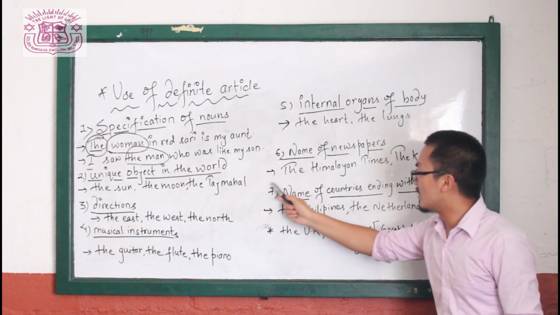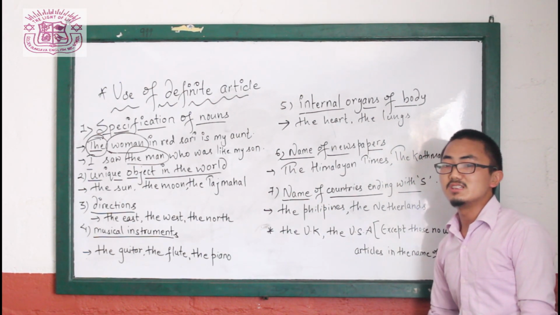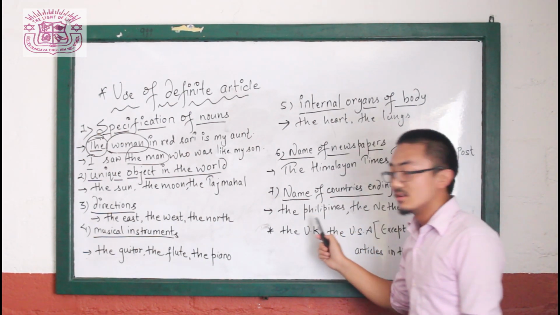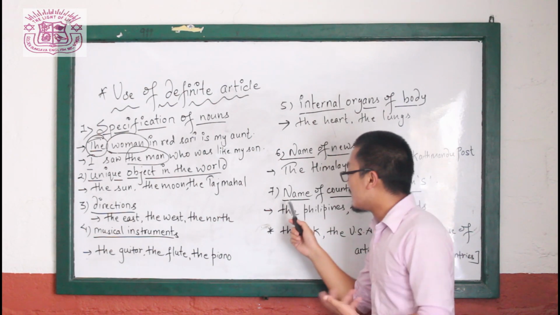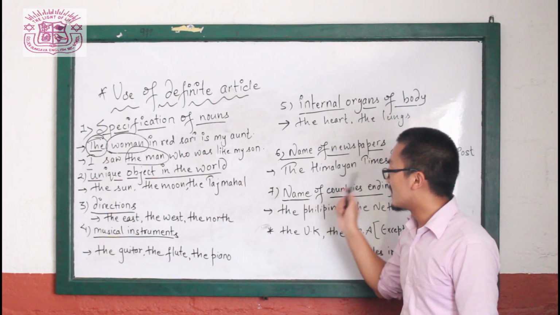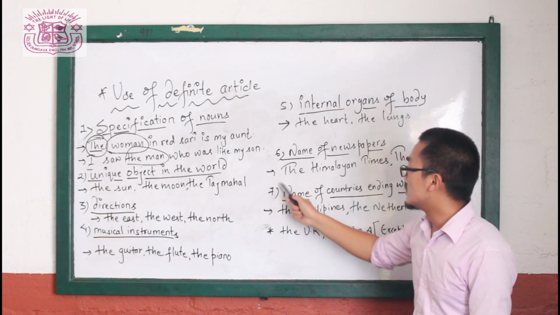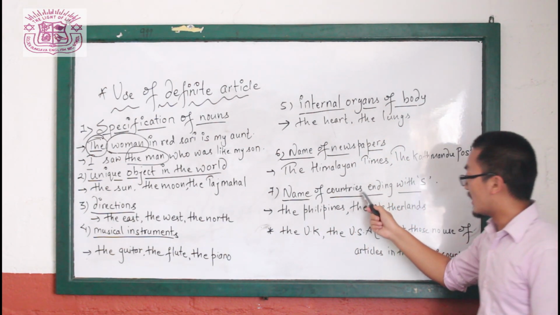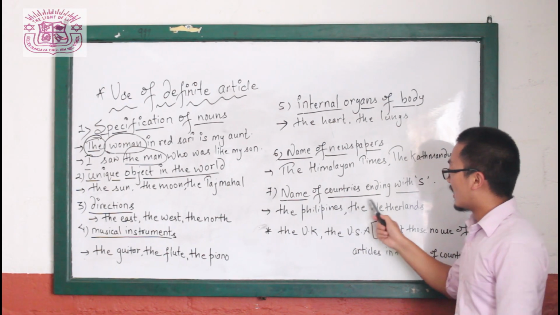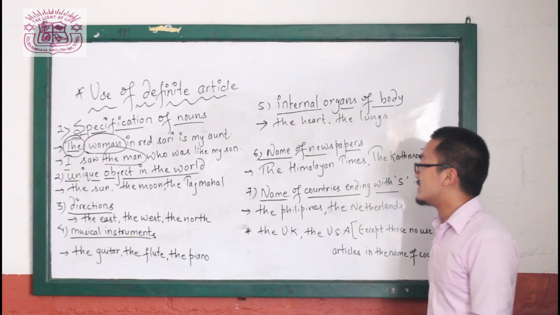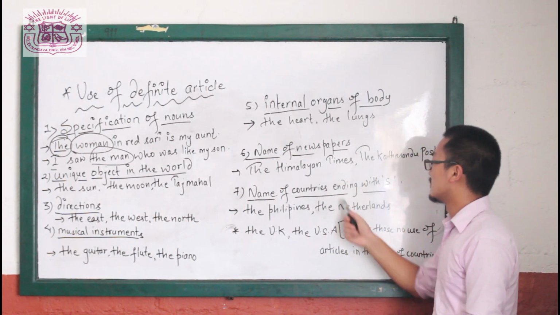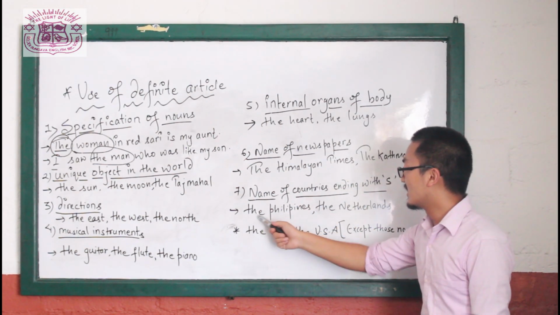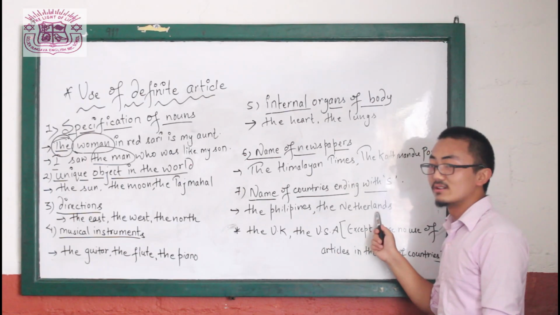Similarly, we have the seventh one, because most of the students become very confused regarding countries. So I'm trying to make it as easy as possible, and it is used in the names of countries, but you have to always be careful that the is used only for those countries which end with S. For example, the Philippines, the Netherlands.